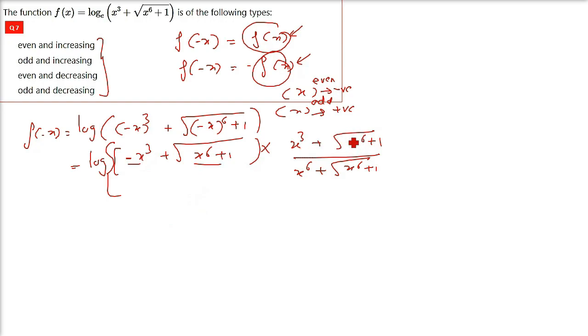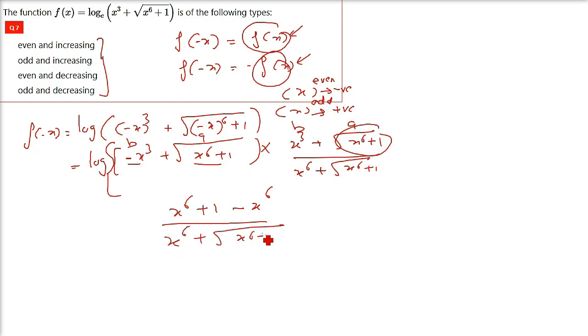So a plus b and a minus b is a square minus b square. So under root x raised 6 plus 1 whole square minus x cube whole square. So x^6 plus 1, this is a square minus b square. So x cube square is x^6. So when you get x raised 6 in the numerator, denominator will be x raised 6 plus 1 plus x raised 6, which is the original content inside log. So x^6 gets cancelled. You get 1 by something.